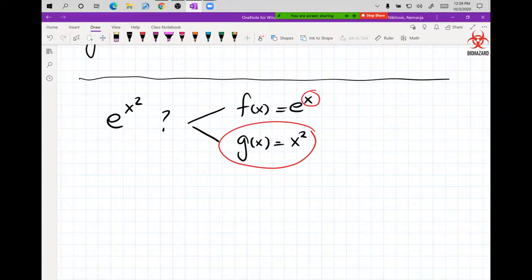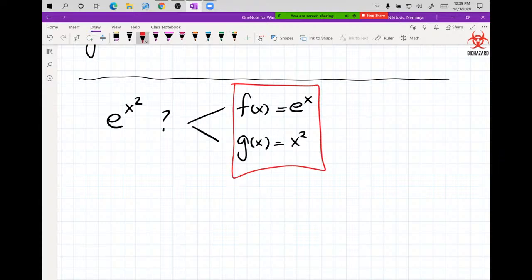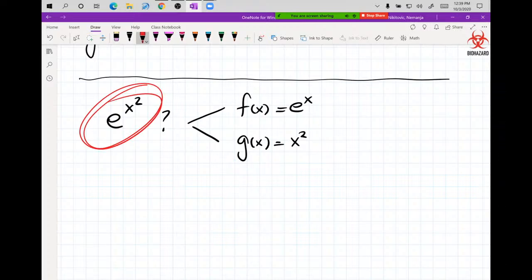So this is what we need, guys. This ability to mentally break this down into components, because we will be taking derivatives of every one of these steps separately. You'll see that.